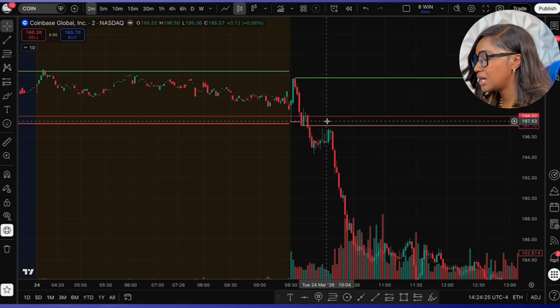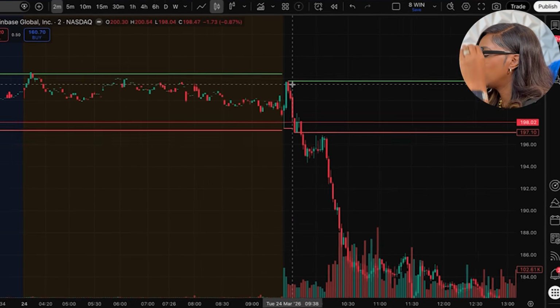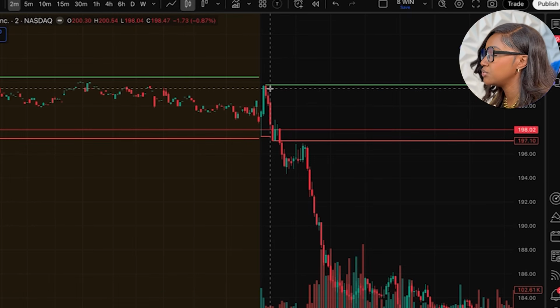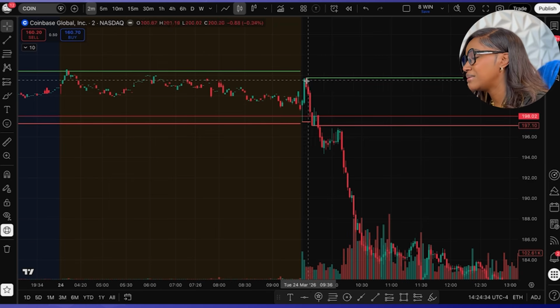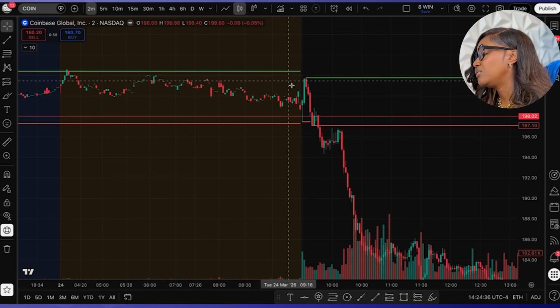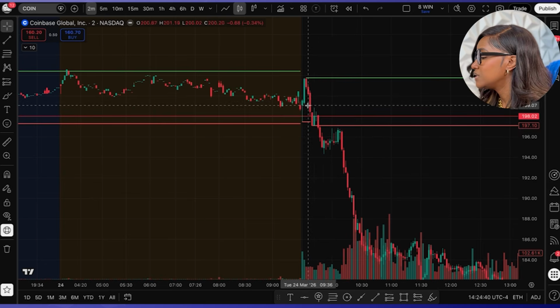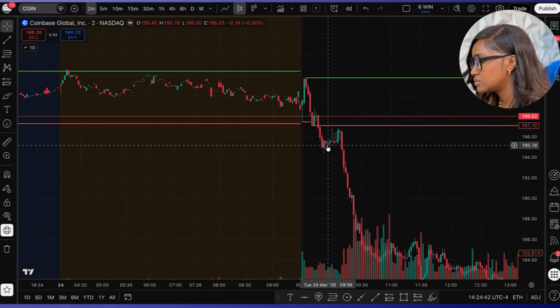Once you have that plotted, what you want to see now is if price can break through either the high or the low. If we get a break of the high, then we might be interested in a play to the upside. If we get a break to the low, then we might be interested in a play to the downside, okay?